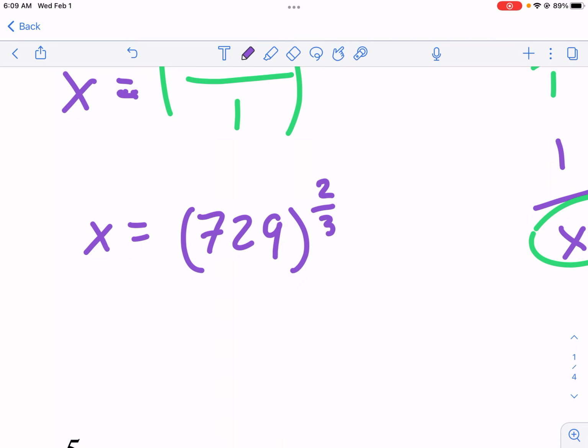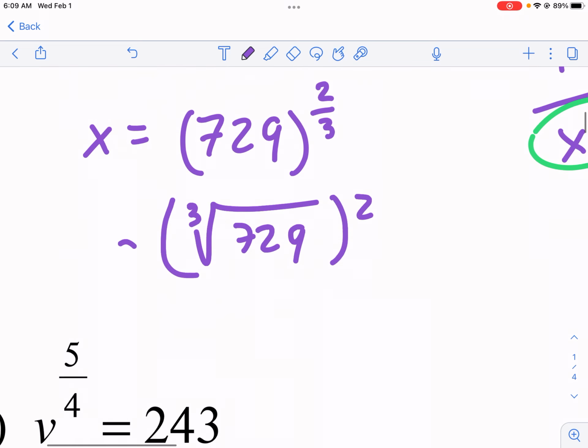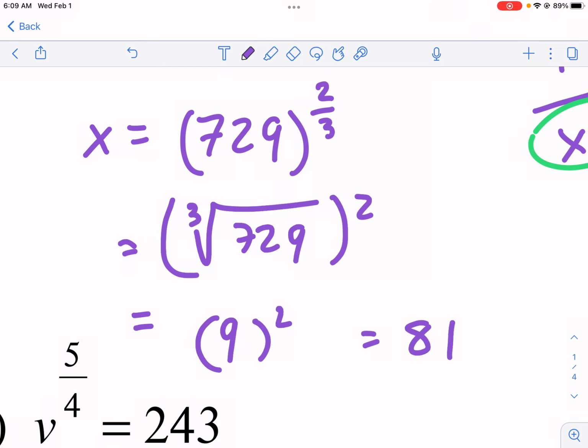Okay, it's 9. I was right. I just wanted to show you that we can take the cube root first. Cube root first, 729. I like making it smaller and then squaring it. So I got 9, and then I just square it, so I'm going to get 81.